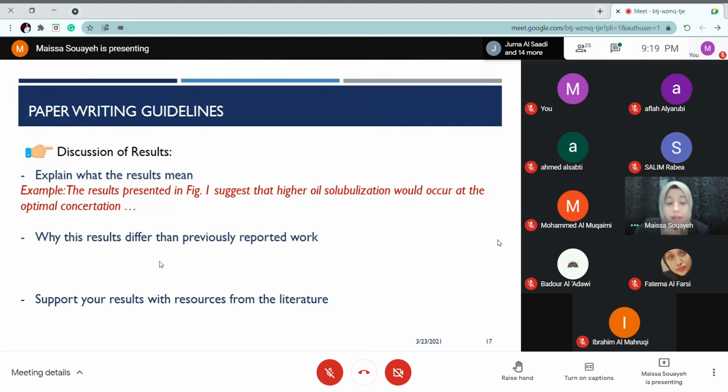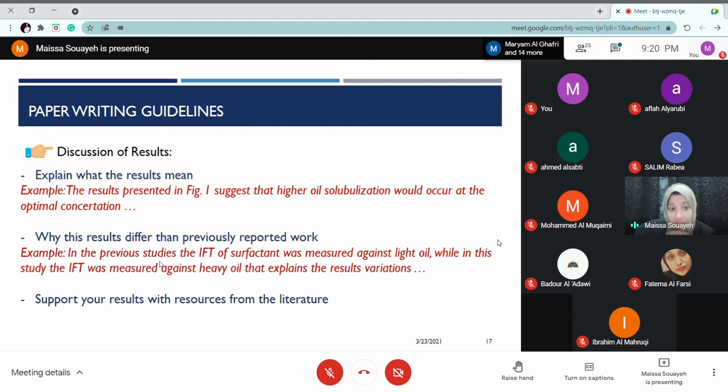Then also in the discussion of results section, you need to be able to tell why this result differs from previously reported work. The simplest way is to go by example. You can say something like this: in the previous studies, the IFT of surfactant was measured against light oil, while in this study, the IFT was measured against heavy oil. That explains the results variation.